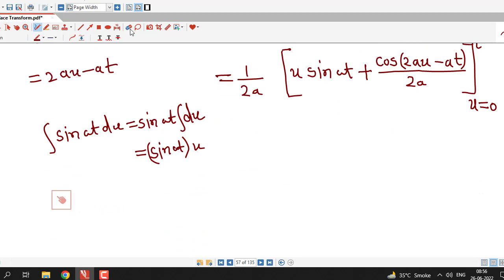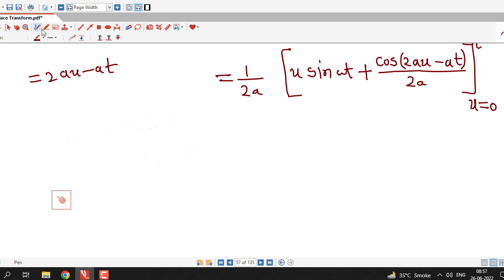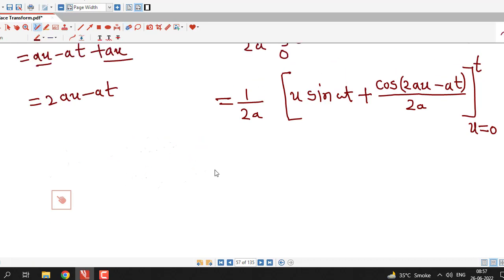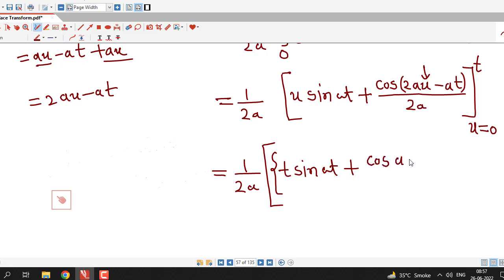Now we substitute the upper limit and lower limit. Let me remove this now. Upper limit is u equal to t. So first we put u equal to t everywhere in this. So if we take u equal to t, we have t sin at plus, if we take u equal to t here, we will have 2at minus at. 2at minus at is at. So we have cos at divided by 2a. This is for u equal to t, that is for the upper limit.